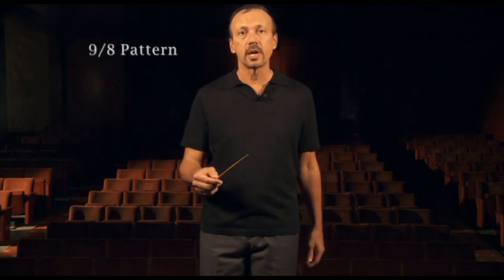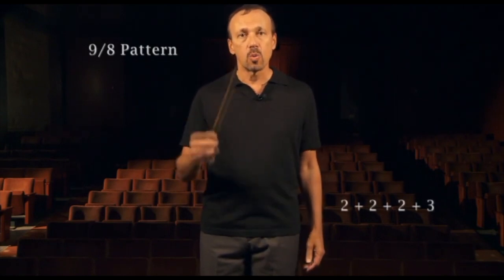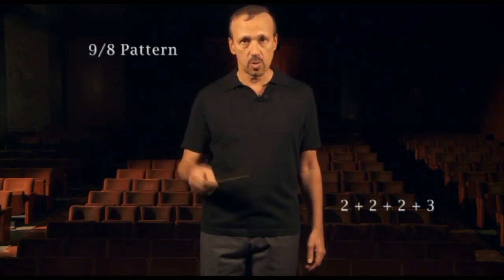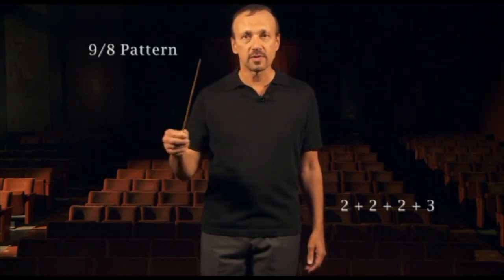Irregular patterns, such as a 9/8 divided as 2 plus 2 plus 2 plus 3, follow the same principle. Therefore, in this case, using a 4 pattern and elongating the final beat, like this. 1, 2, 1, 2, 1, 2, 1, 2, 3, 1, 2, 3, 4, 5, 6, 7, 8.